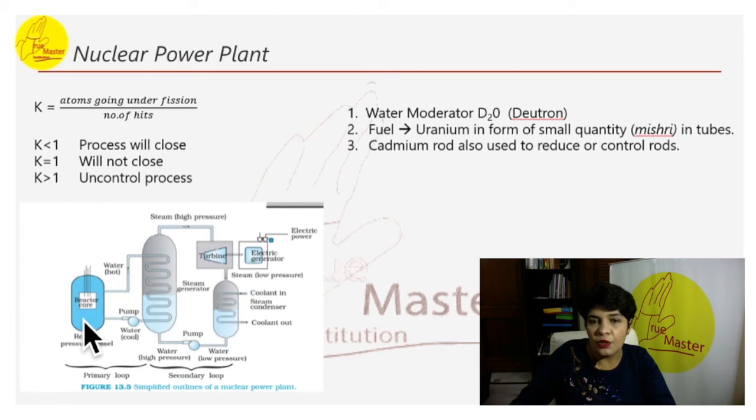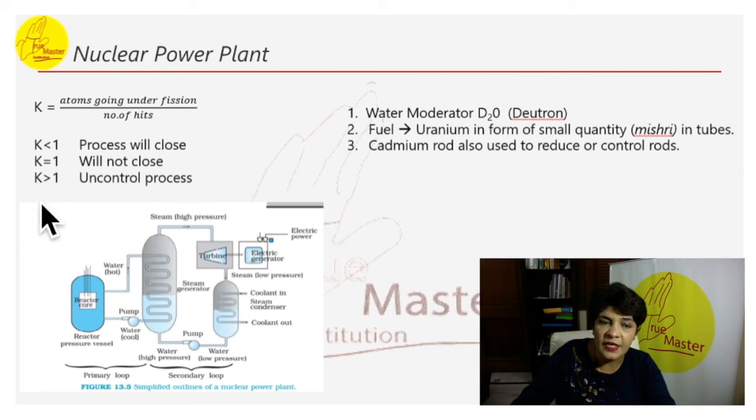There is a lot of steam that is generated from here. This steam is used to move the turbine. Once the turbine moves, electricity is generated and this electricity is further used. Fuel uranium, in the form of a small quantity like small sugar cubes, is kept here in the tubes. Cadmium rods are also used to reduce the reaction. The process will close down whenever the K value is less than 1, and the process is uncontrollable when K is more than 1.